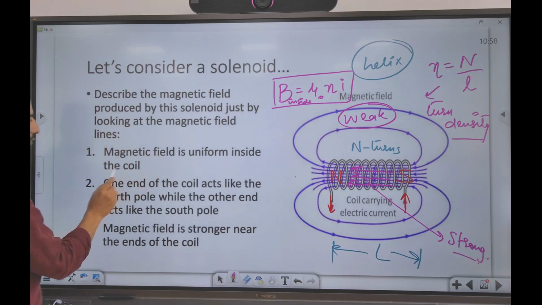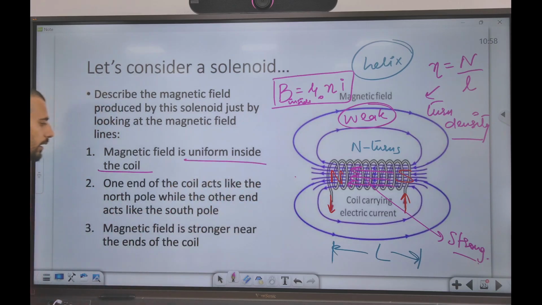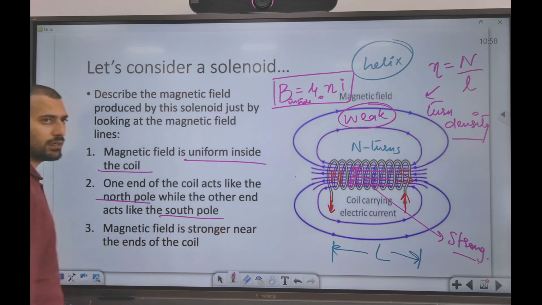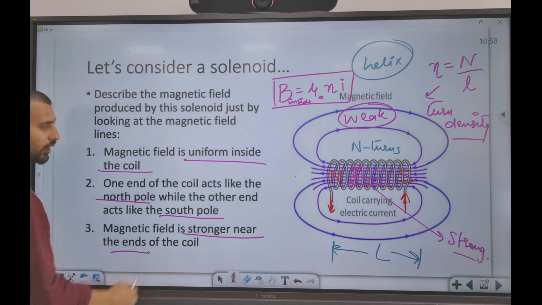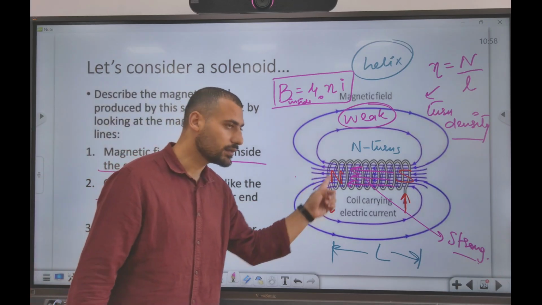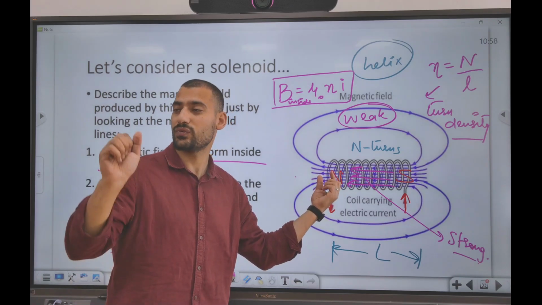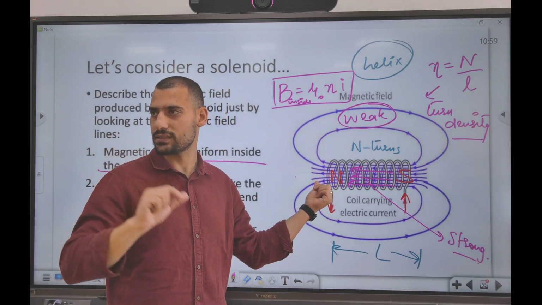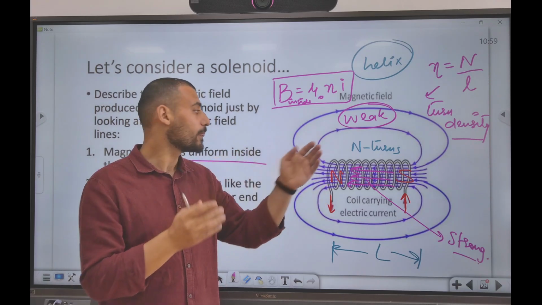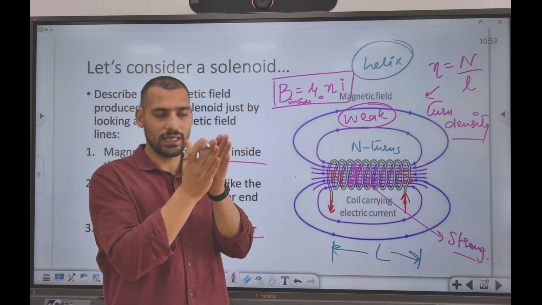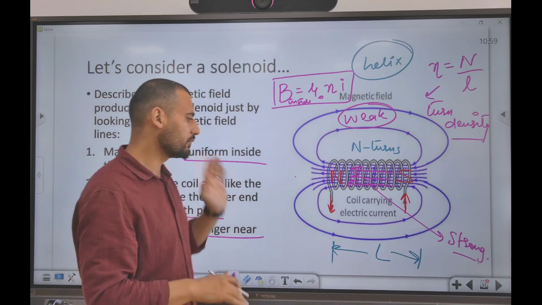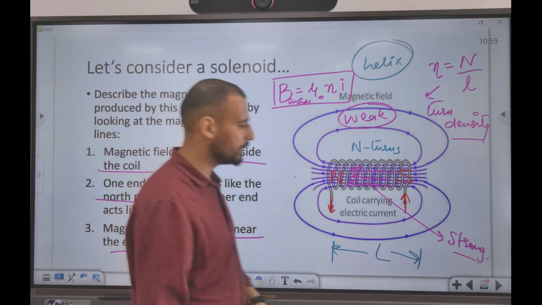So there are some points regarding this solenoid. The magnetic field is uniform inside, very important. One end of the coil acts as the north and therefore the other one will act as the south. It depends on the direction of the current. And the magnetic field is stronger near the ends. Why is it stronger near the ends? Because the coil has very close magnetic field lines there. When the lines are very close, strength is high. When the lines are far away, strength is less. Is that clear?